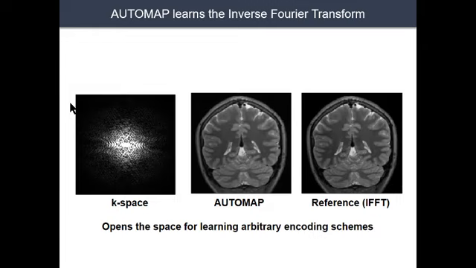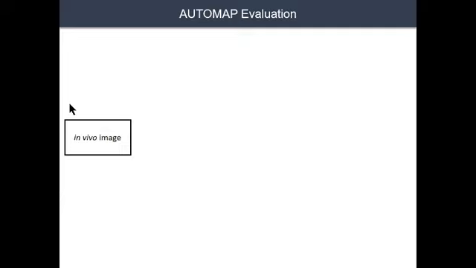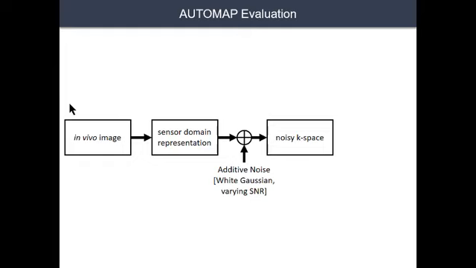Secondly, AutoMap doesn't actually learn the exact Fourier transform. Like the perceptual learning we saw earlier, it conditions the reconstruction on the features of the data, making it potentially more robust to noise. So to evaluate these claims, we take in vivo images, encode them into various K-space representations, and we corrupt the K-space with additive white Gaussian noise at various levels, and then compare how AutoMap and a conventional technique reconstructs.